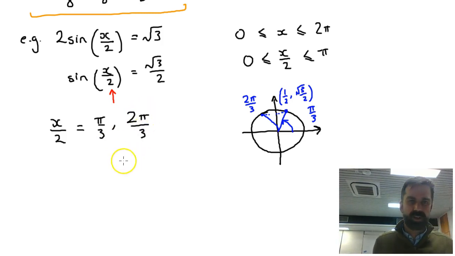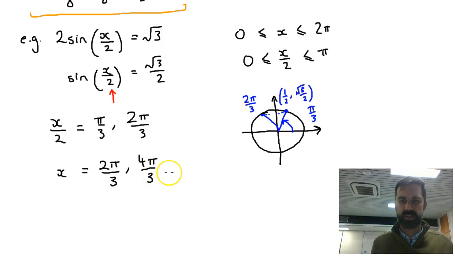And then to finish this off, what I've got to do is multiply both sides of the equation by 2 so that we've just got x on its own. So I'm going to multiply the 2 up to the other side. So pi on 3 will become 2 pi on 3, and 2 pi on 3 becomes 4 pi on 3, and that's my answers.